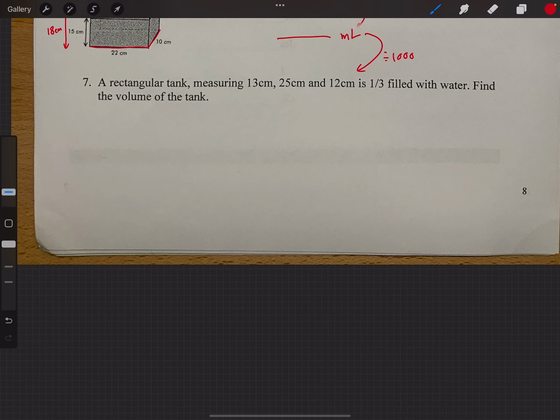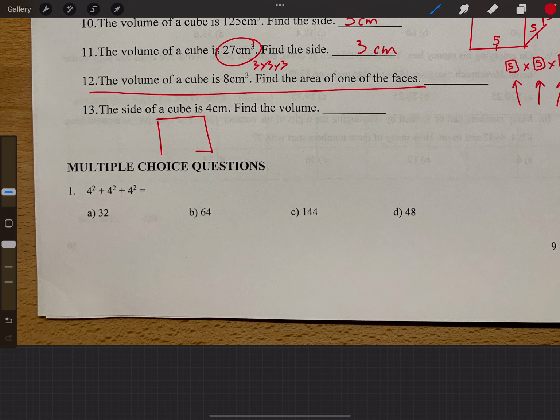The following cube, find the area of one of the... Okay, this one, be careful, read it properly. Question 13, the side of a cube is 4 centimeters, find the volume. So if you have a cube, each side is 4 centimeters, what's the volume? Volume equals 4 times 4 times 4, done. Alright, work it out, get the answer, and moving on to multiple choice.